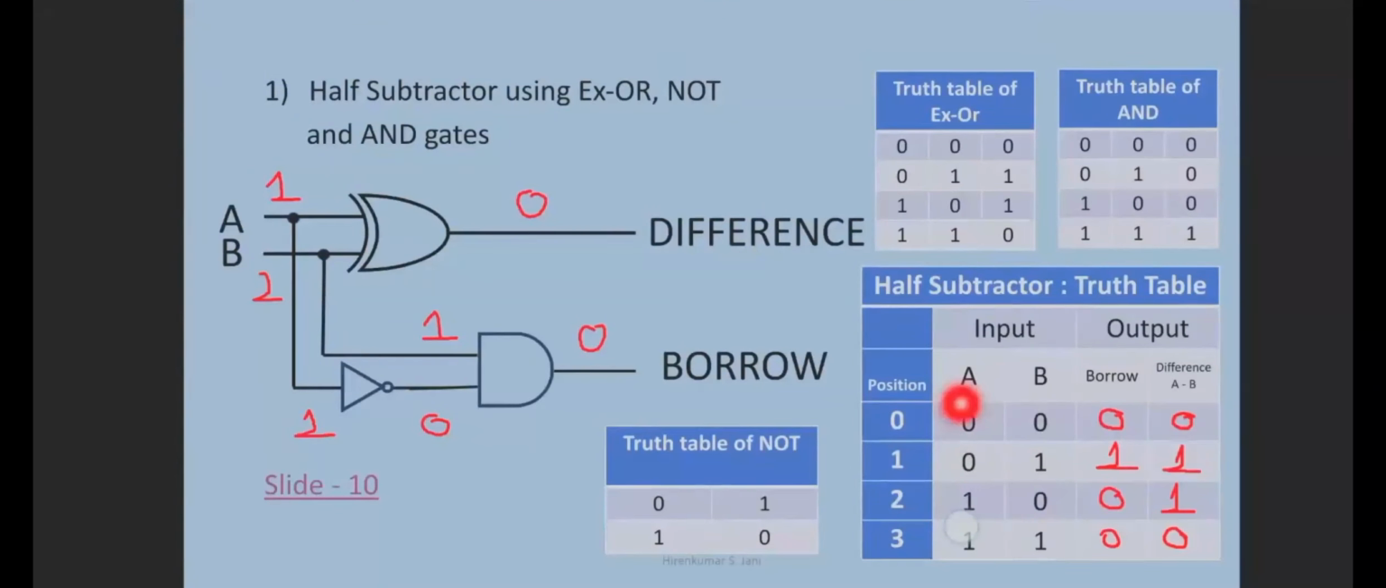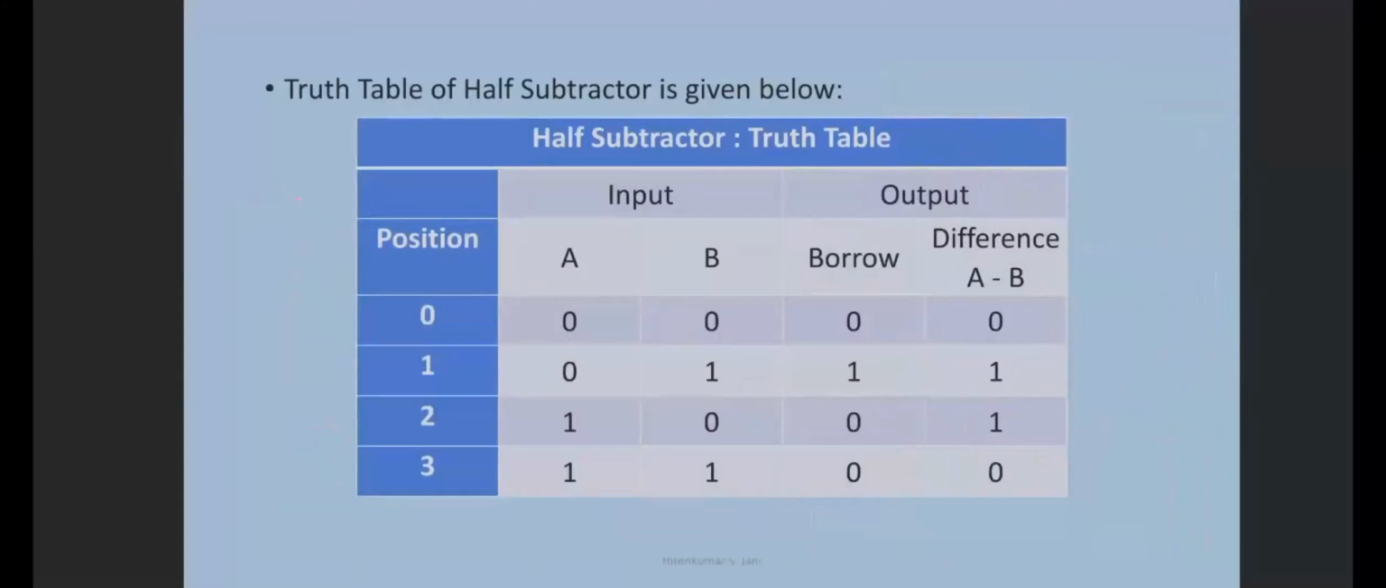Thus, if we input 0, 0, the result is 0, 0. Next, 0, 1, the result is 1, 1. 1, 0, the result is 0, 1. And 1, 1, the result is simply 0, 0. So now we can make the truth table for this circuit, the half subtractor. The truth table of the half subtractor is given below.